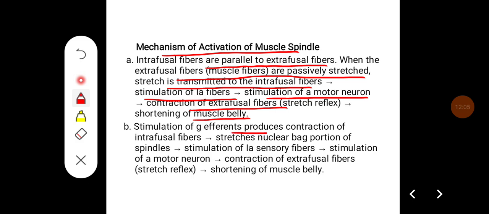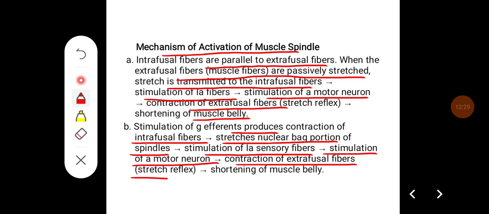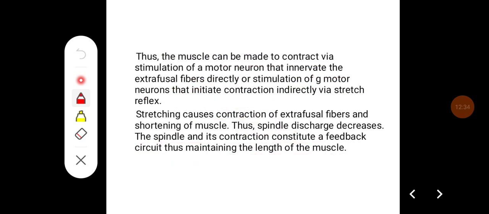Stimulation of gamma efferent produces the contraction of the intrafusal fibers. That stretches the nuclear bag portion of the spindles, and again there will be stimulation of 1A sensory fibers. Again, that is going to stimulate the motor neuron, which causes contraction of the extrafusal fibers. Again, it is going to lead to stretch reflex, causing the shortening of the muscle belly.